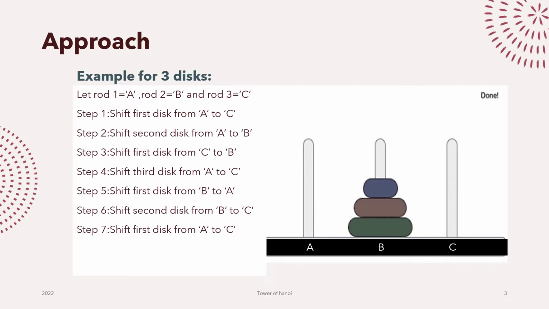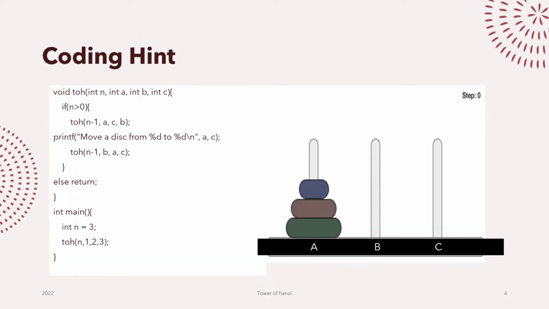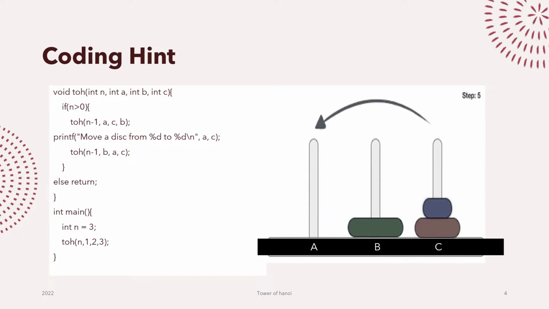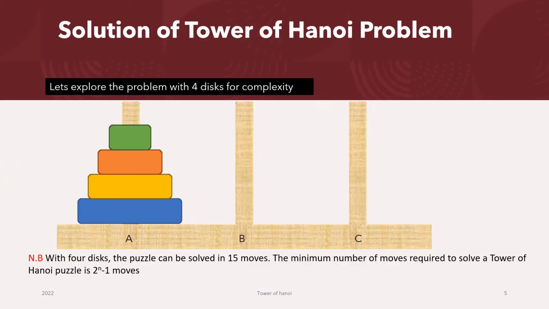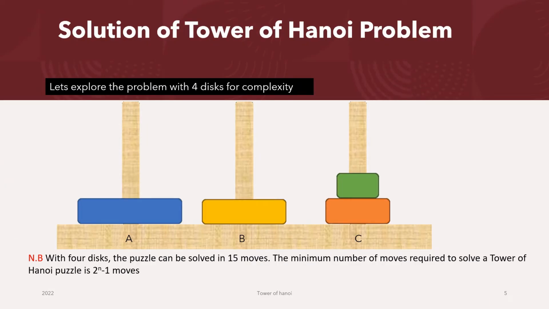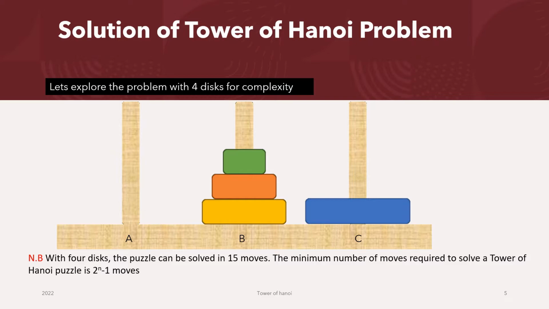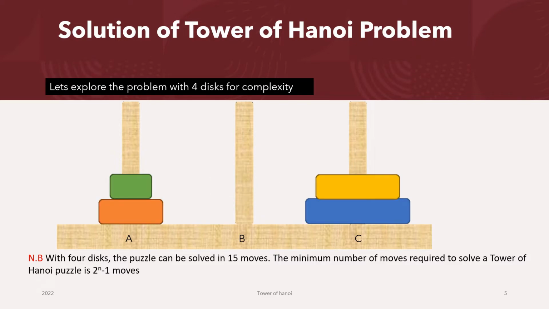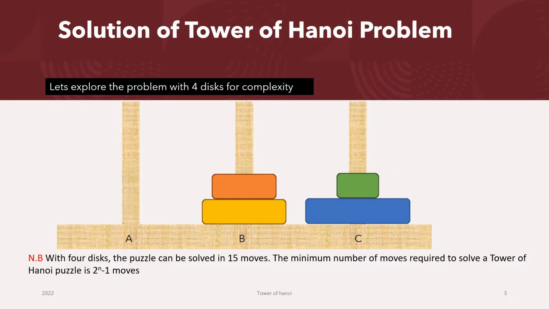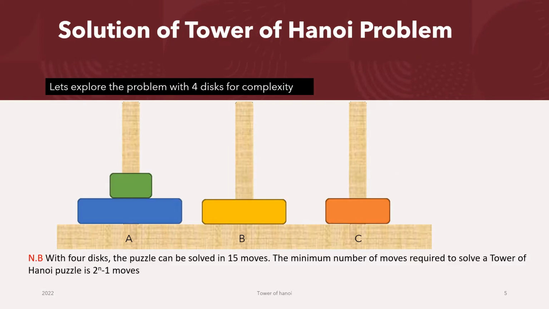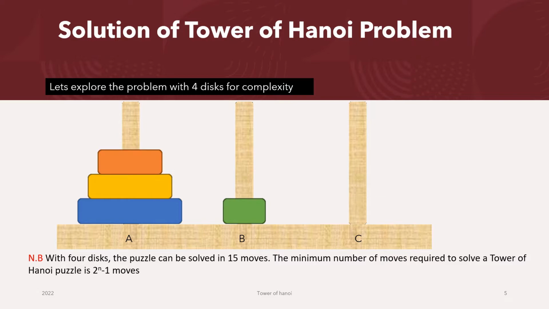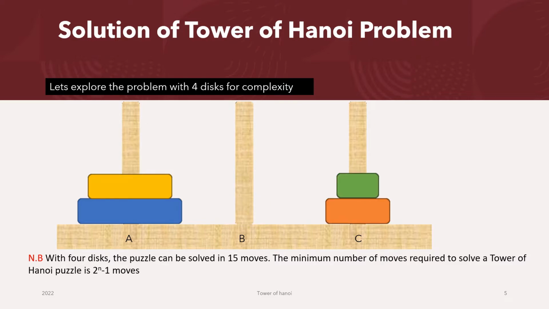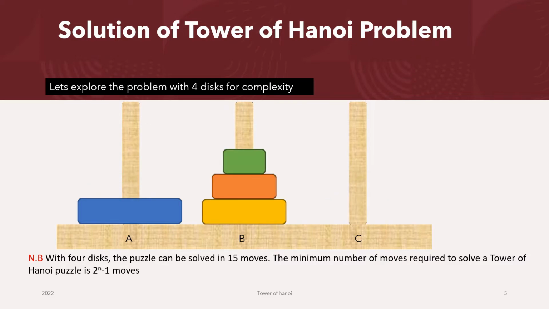We will take another way to understand the code, and what is happening in the code session. Let's explore the problem with more complexity. If we have 4 disks, how can we solve this?